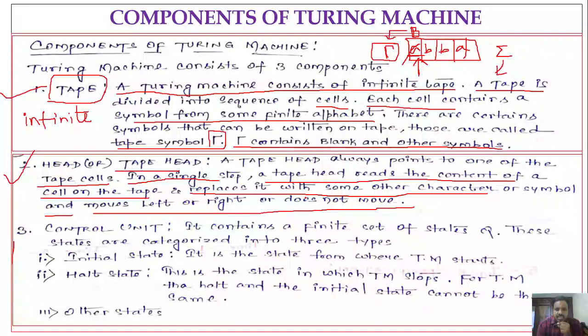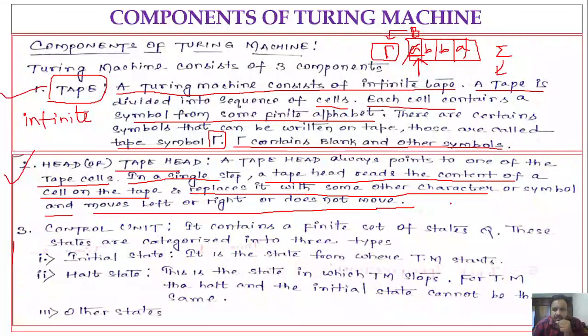The tape head that we are considering here is a read-write head, capable of reading and writing symbols onto the tape. And next, the tape head moves either left or right or does not move. These are the three possibilities for the movement of the tape head.